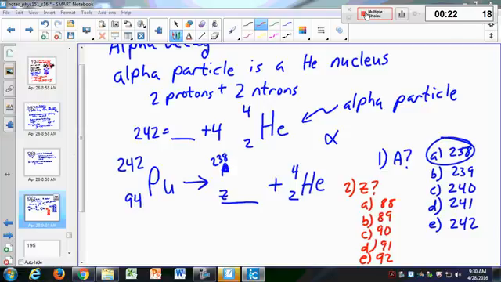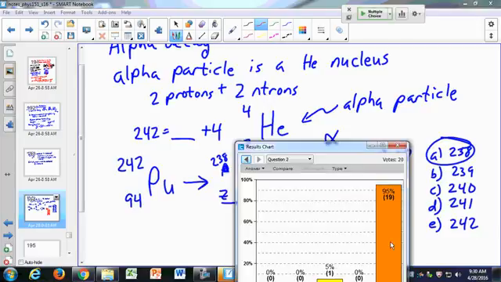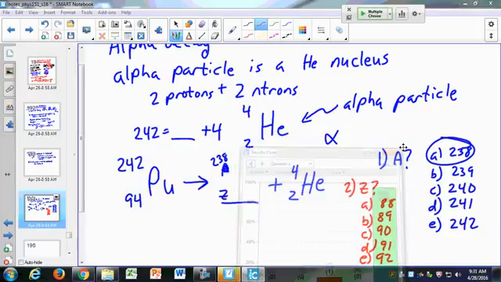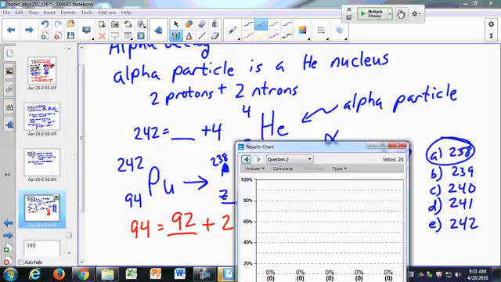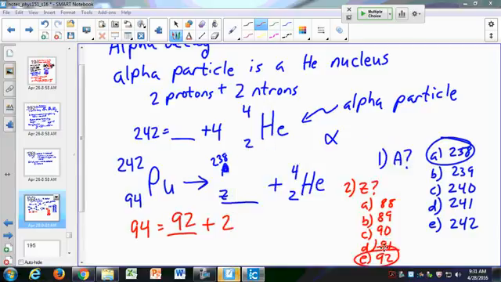All right, I'll stop at 30. Okay, awesome. E is right. Z is going to be 94 equals some value Z plus 2, so that has to be 92. So E is the right answer there. Mark that right? Yeah. All right.